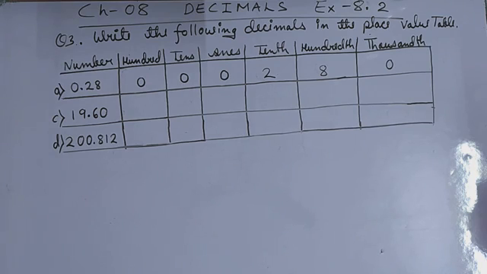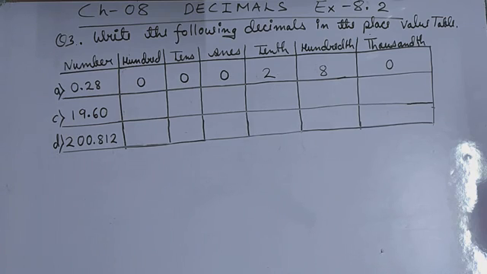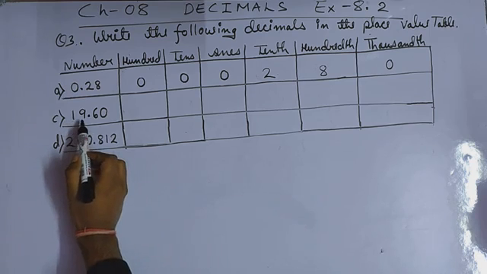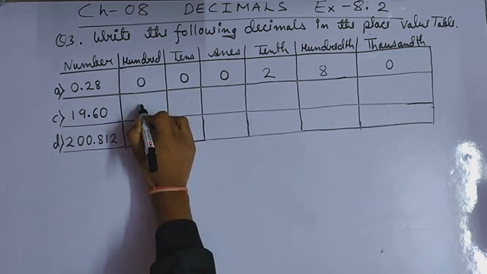Now coming to the C part. This is 19.60. In the whole number part there is 19, and in the decimal part there is 60. So if you see, ones place में 9 है, tens place में 1 है, तो hundreds place में क्या होगा? Nothing is there, so there will be 0.